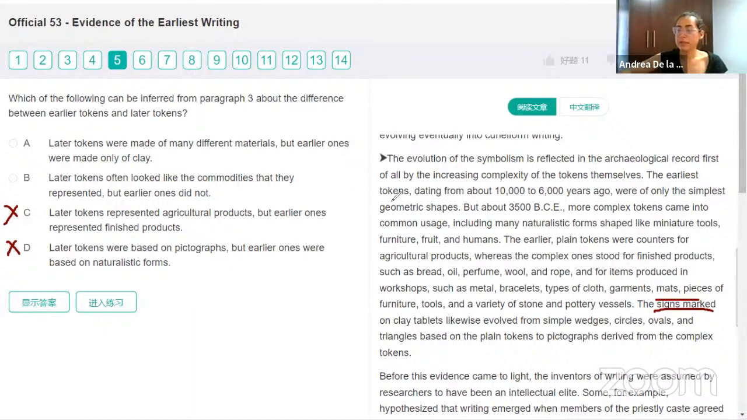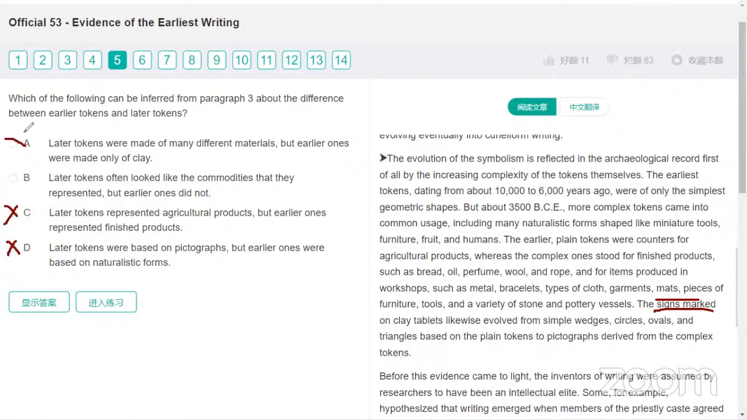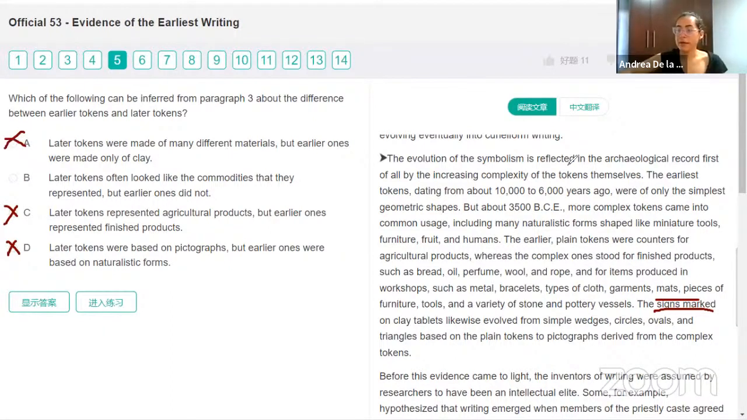¿Del material de las fichas? Creo que no, ¿no? No. No habla nada sobre el material y no tenemos ninguna evidencia para probar que los últimos estaban hechos de diferentes materiales y los primeros solamente de arcilla. De hecho, no hay ninguna prueba para eso. Pero en cambio B, creo que sí tiene sentido, ¿no?